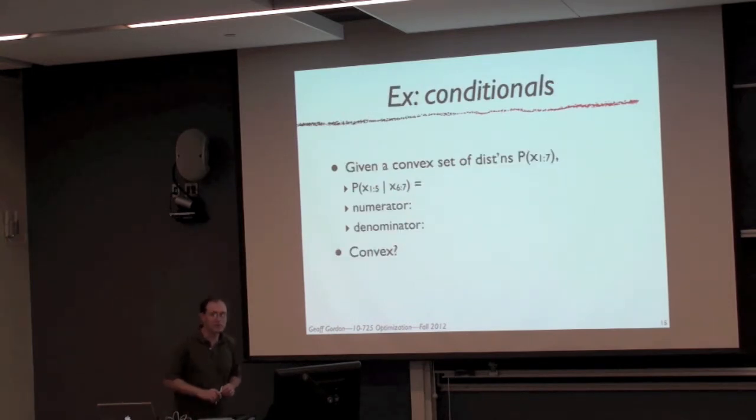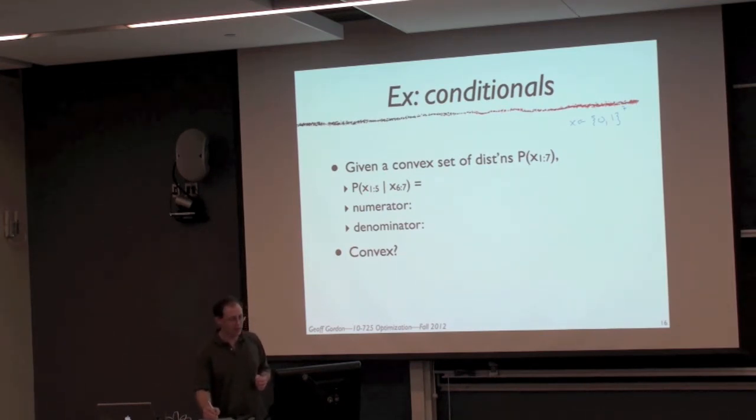So another example that's maybe more related to machine learning and statistics is, suppose that I have a convex set of distributions. I have a vector x with, let's say, 7 components. It's a binary vector, so each component is 0 or 1, and there are 7 components. A probability distribution, I can think of as a vector with 2 to the 7 elements in it. And I can ask for a convex set of probability distributions in the sense that if I average any 2 of those distributions, I get something in the set.